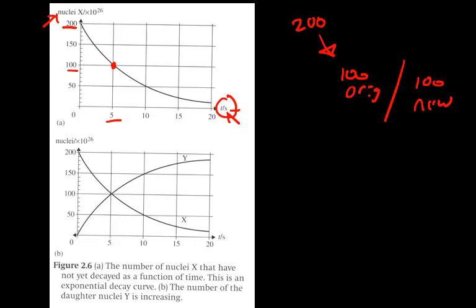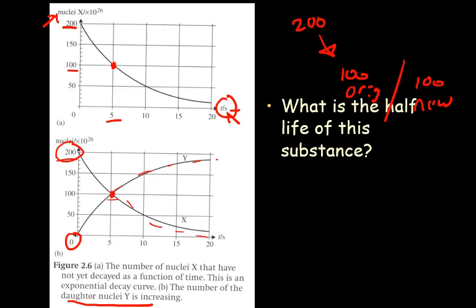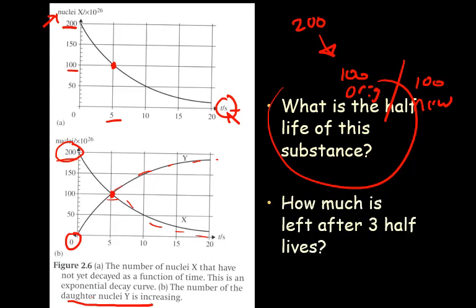And then if we look at the second graph, this is the original nuclei over time, and Y is representing the number of daughter nuclei, right? So you're starting with 0 daughter nuclei, and then at 5 seconds, you have half of the original and half daughter nuclei, and over time, the daughter nuclei are more and more, and the original is less and less. And so you define the half-life of the substance: how long does it take to get half of the original?